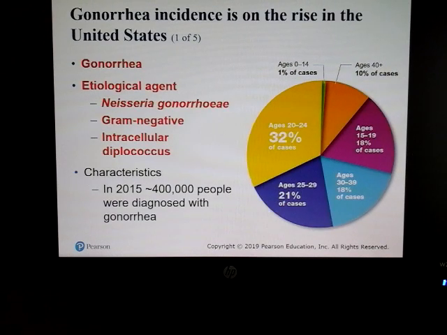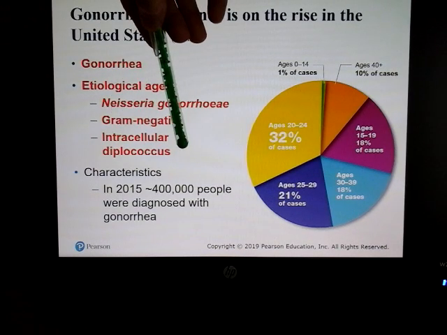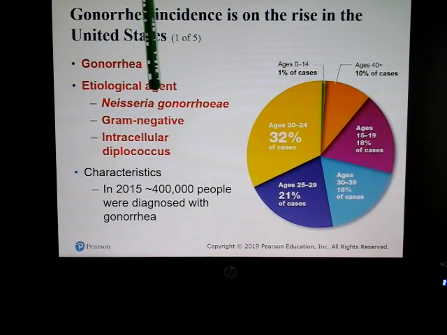Gonorrhea is caused by Neisseria gonorrhoeae, which is gram-negative, and it's diplococci, so please know that. Gonorrhea, caused by Neisseria gonorrhoeae, gram-negative, and it's a diplococci, guys. Again, highest age group is people who are 20 to 24. So that makes sense because that's when people are dating and that kind of thing. By the time you get in your 30s and 40s, etc., you're normally, not always, in a monogamous type of relationship.